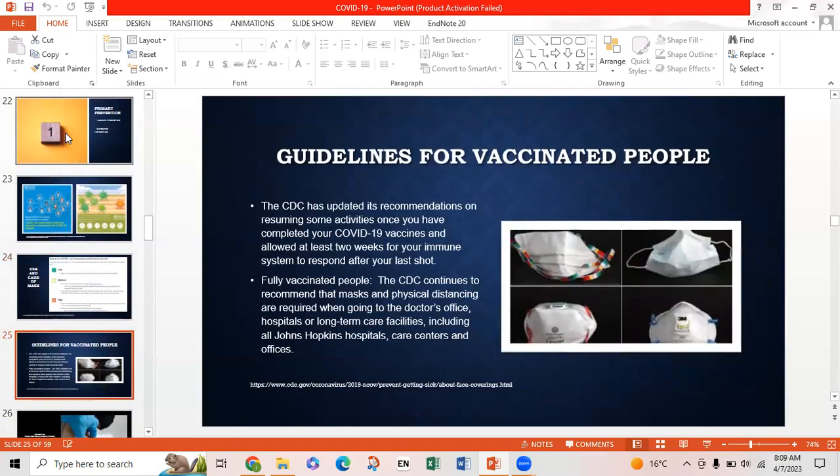There are a few guidelines for vaccinated people too. The CDC has updated its recommendations on resuming some activities once you have completed your COVID-19 vaccine, and allows at least 2 weeks for your immune system to respond after the last shot. For fully vaccinated people, the CDC continues to recommend that masks and physical distancing are required when going to the doctor's office or hospital for long-term care, including all Johns Hopkins hospitals, care centers, and offices.